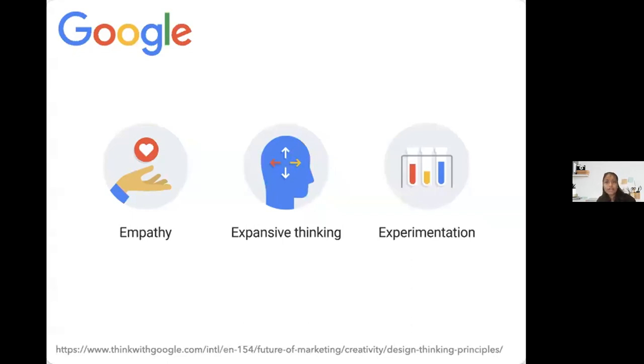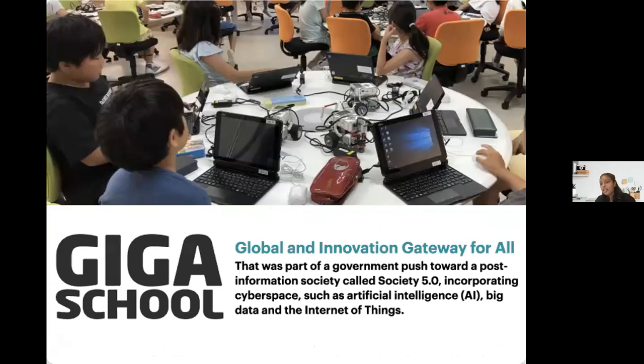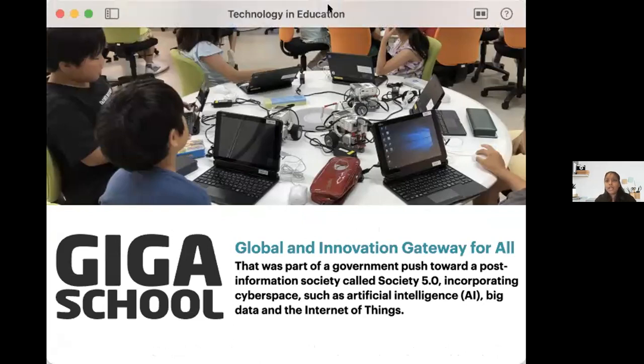Has anyone heard of Giga School? If you're familiar, give me a thumbs up or a thumbs down. But Giga School is, well, it's called the Global and Innovation Gateway for All, quite a mouthful. But it's something that the government of Japan has been working on for quite some time. And there was a push towards this post-information society, which they called Society 5.0, that incorporates cyberspace and AI, big data, and the Internet of Things.